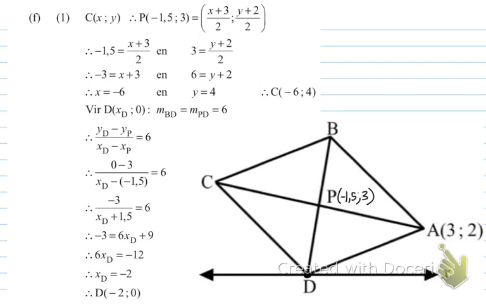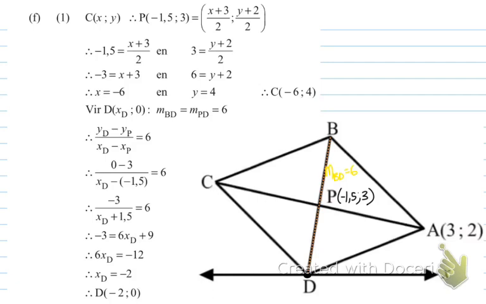The gradient of BD is 6. Okay, so we have the line BD and the gradient of that one is 6. Determine the coordinates of C and D. Okay, so here's our plan.